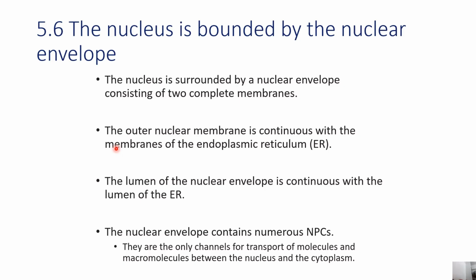The nucleus is bounded by the nuclear envelope. It is surrounded by a nuclear envelope consisting of two complete membranes. The outer membrane is continuous with the membrane of the endoplasmic reticulum. The lumen of the inner membrane is continuous with the lumen of the ER. The nuclear envelope contains numerous NPCs. They are the only channels for the transport of molecules and macromolecules between the nucleus and cytoplasm.